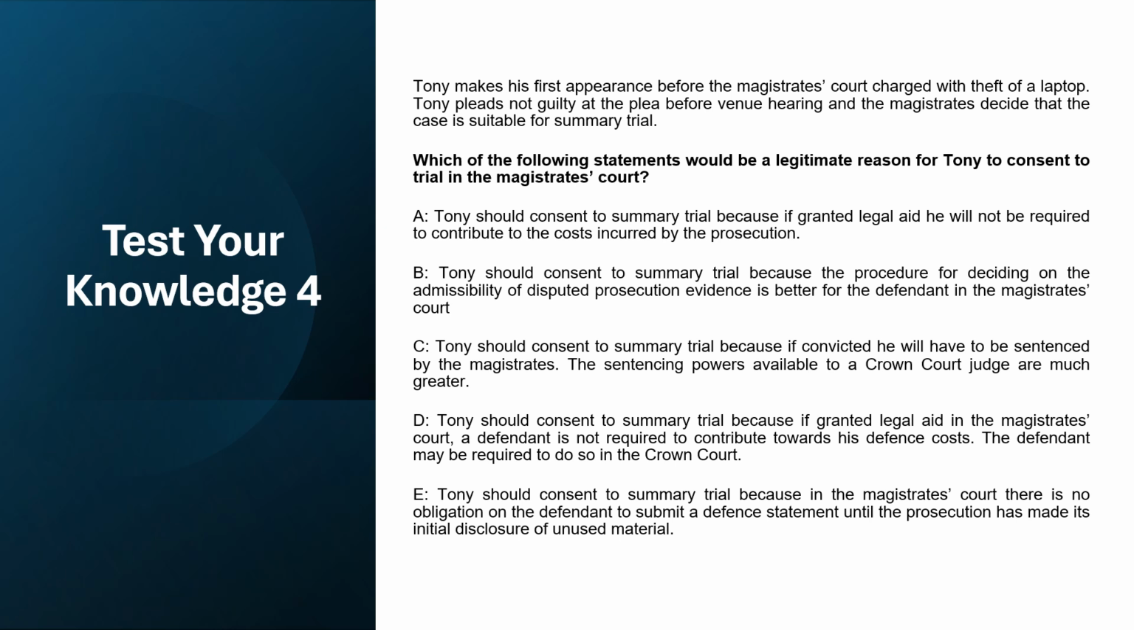Which of the following statements would be a legitimate reason for Tony to consent to trial in the Magistrates' Court? Is it A, B, C, D, or E? A, Tony should consent to summary trial because if granted legal aid, he will not be required to contribute to the costs incurred by the prosecution. Is it B, Tony should consent to summary trial because the procedure for deciding on the admissibility of disputed prosecution evidence is better for the defendant in the Magistrates' Court? Is it C, Tony should consent to summary trial because if convicted, he will have to be sentenced by the magistrates? The sentencing powers available to the Crown Court judge are much greater.